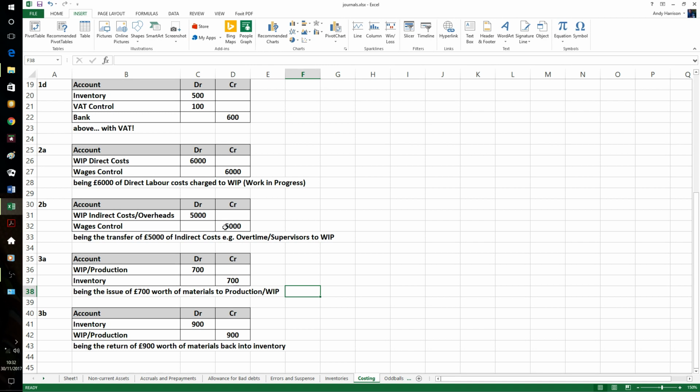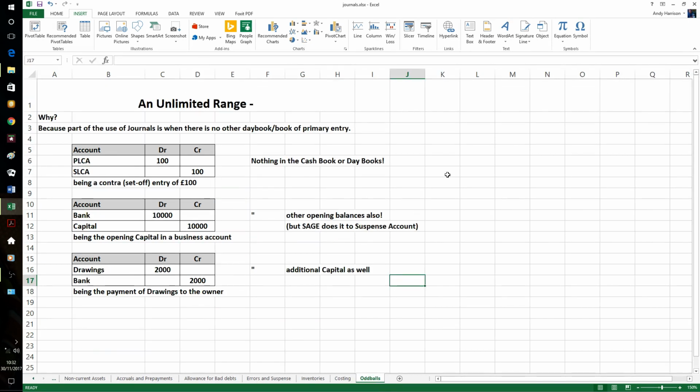And then work in production is being charged for some materials. These ones are clearer, and then they're sending them back. Different amount of money then. And then lastly, a few oddballs.